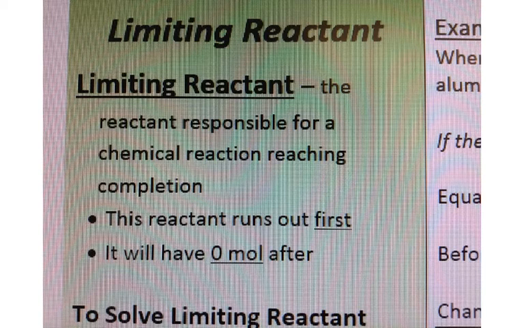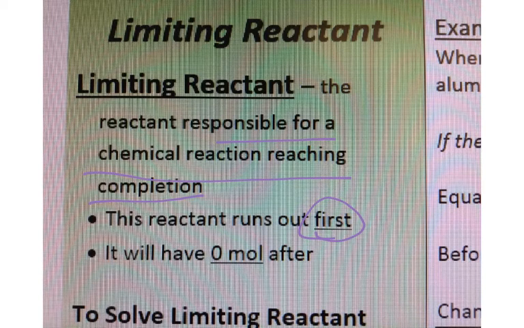The exact same thing works with chemical reactions. So the limiting reactant is the reactant that is responsible for a chemical reaction reaching its completion. It will be the one that runs out first, so therefore it actually produces the least amount of product. For example, with the hot dog buns, if I went off the buns, I could produce 12, because I had 12 hot dog buns, whereas I had 8 hot dogs, so I could only produce 8. So the 8 hot dogs produced the least amount, so therefore it was the limiting reactant.